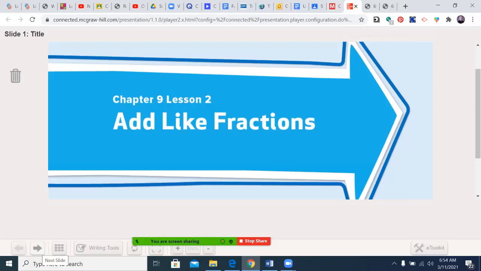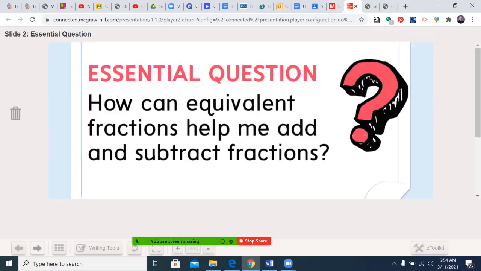So with adding like fractions, the essential question in chapter 9 is, how can equivalent fractions help me add and subtract fractions? Simply put, you need equivalent fractions to be able to get addition and subtraction problems that have common denominators. Otherwise, this isn't going to be a thing today.